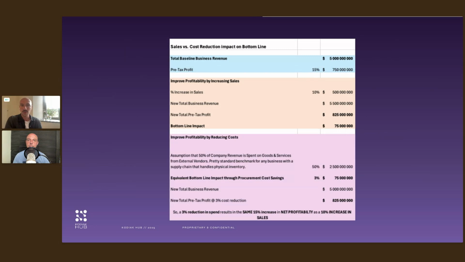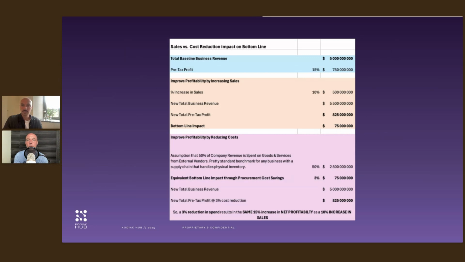Now, James, you have provided us here with a little bit of an Excel sheet to be able to calculate some of these different types of ROIs. Yeah, and this is not rocket science. It's something that maybe took me half an hour to put together in terms of explaining how cost reduction and revenue increase are equally important.